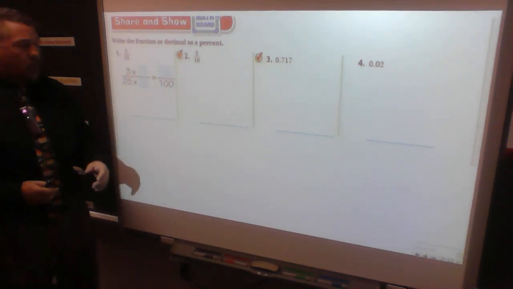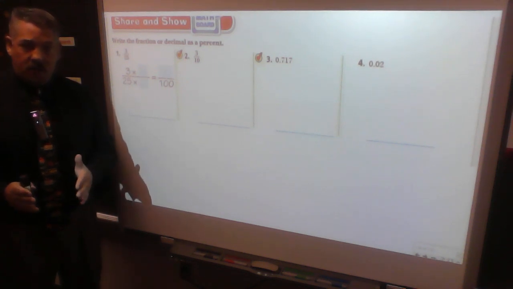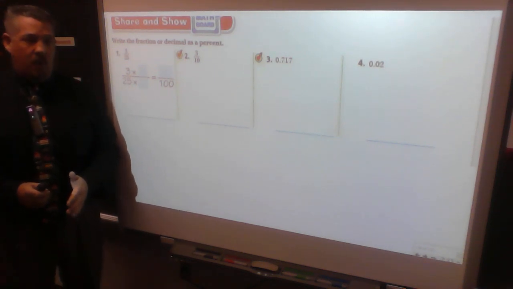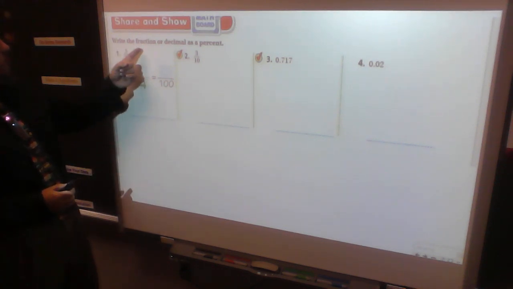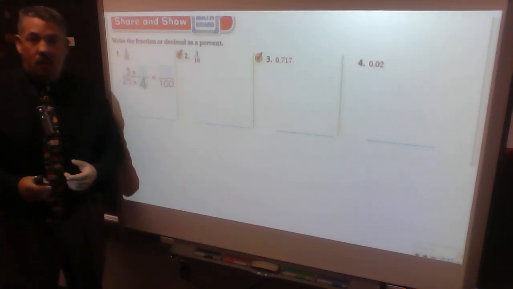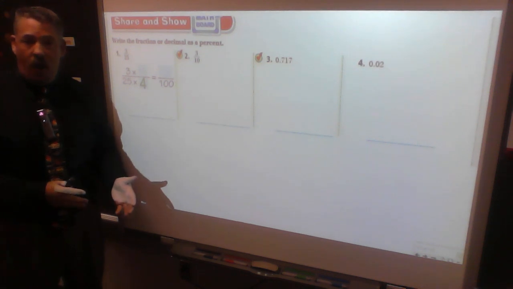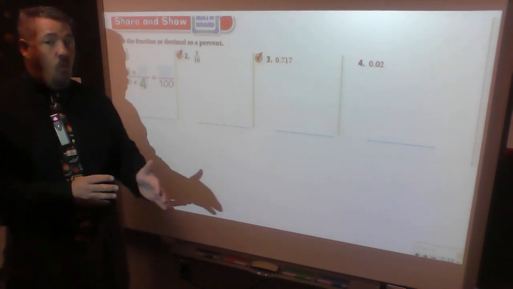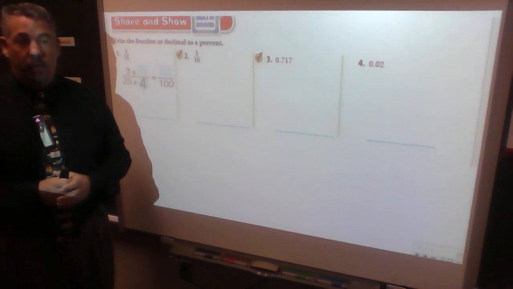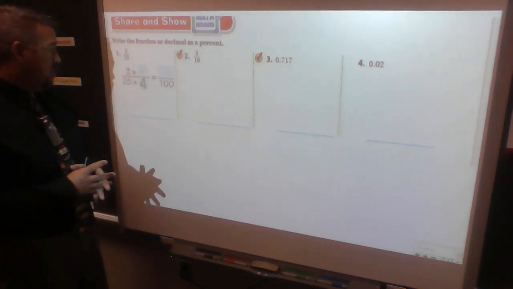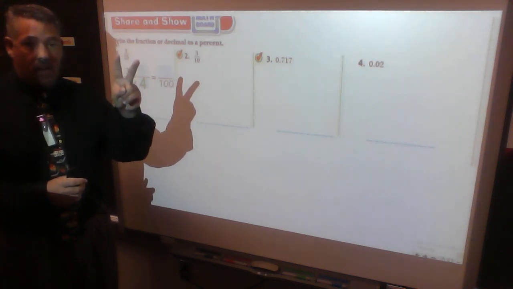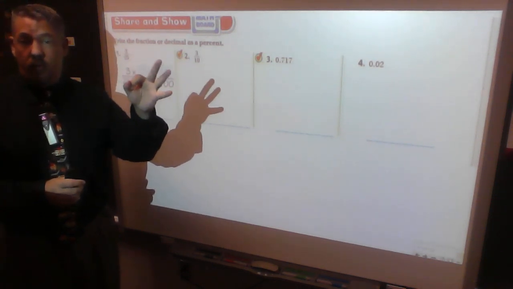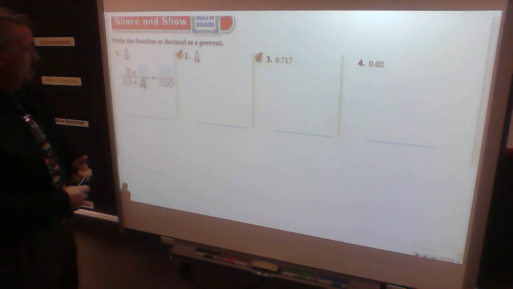All right, so the first thing we're going to notice is that every one of these has how many answers? Well, write the fraction or decimal as a percent. These just have one answer, right? And the answer has to have what on it to be completed as 2 points? A label, right? So I have to show work, have to have my answer, have to have my label. These are worth 3 points on your homework assignment.